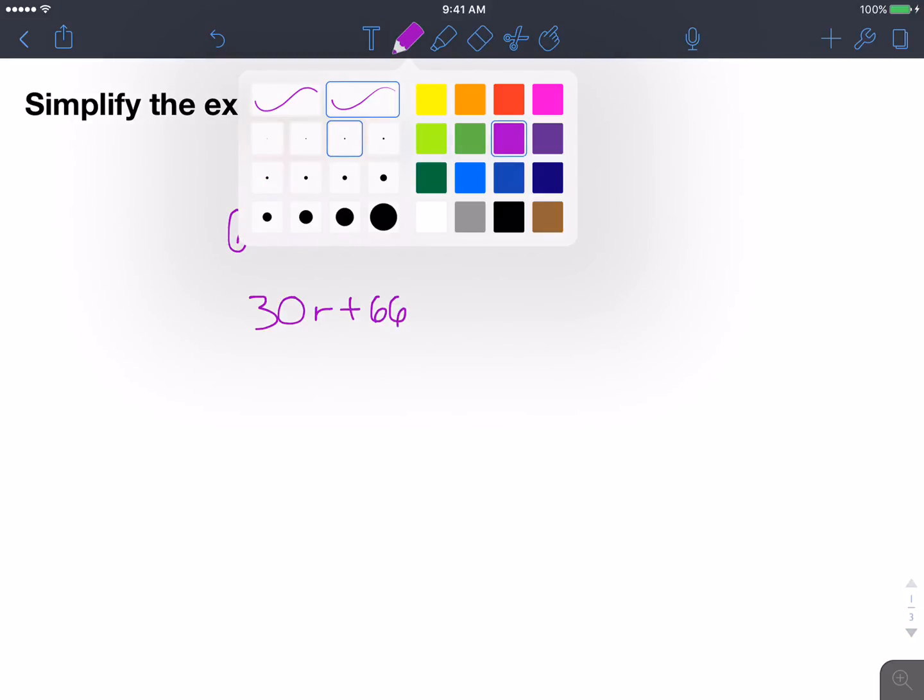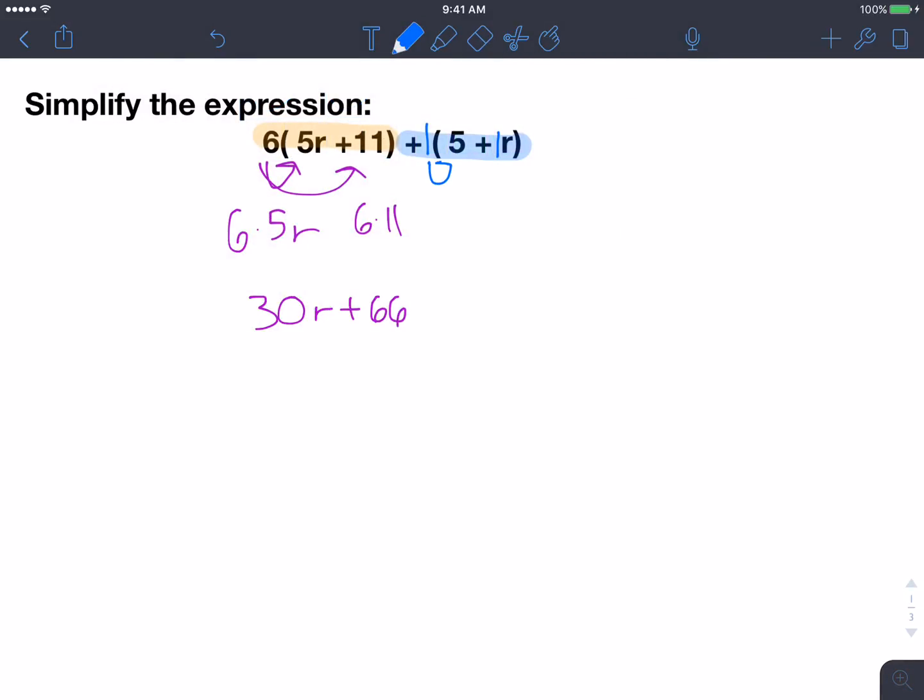Then I'm going to move over to my second set of parentheses. 1 times 5. And I do want to go ahead and write that out just in case I have a negative somewhere. You'll see in the next example how that plays out. Then I have 1 times 1R.